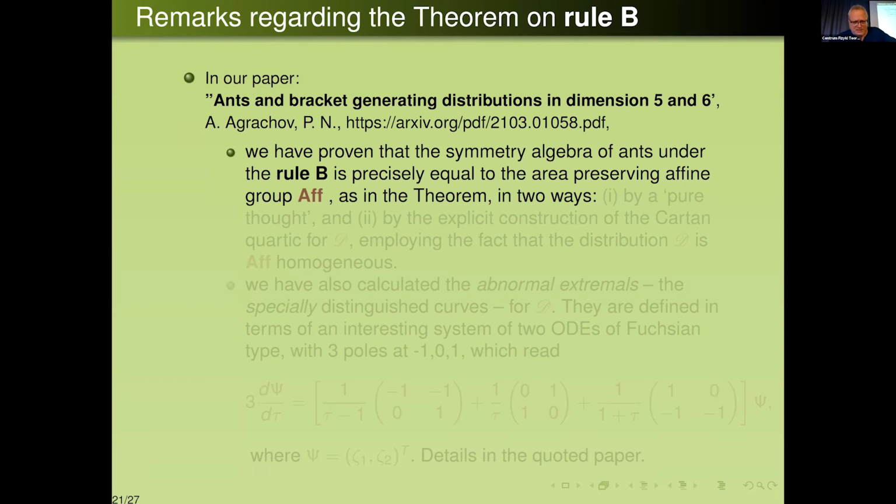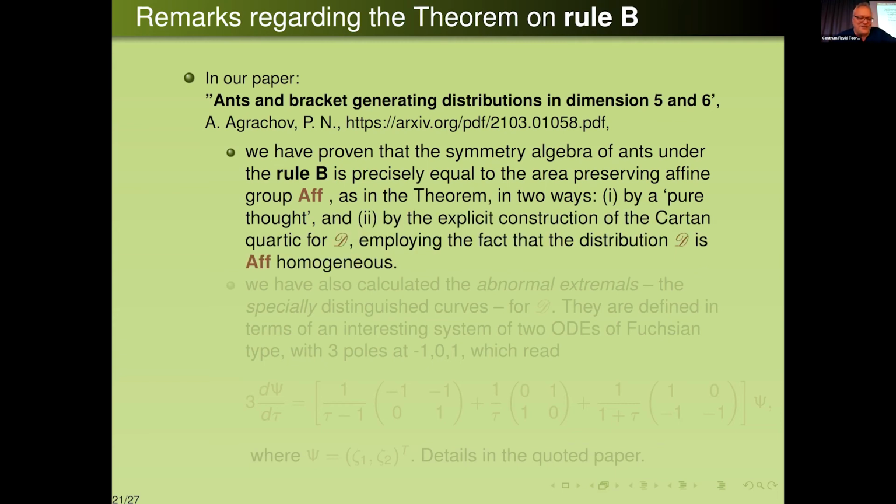So in our paper with Andrei, we have proven that the symmetry algebra of ants under the rule B is precisely equal to the area preserving affine group, in two ways. Andrei proved it by pure thought. Once he understood that this is a subalgebra of symmetry, he understood everything. He was just saying, oh, this is like this, like this, without any calculations. He even guessed immediately what the Cartan quartic would be, because he guessed that it could be either 0, which would make us very happy, or it must be type D. That was his pure thought, but I simply don't understand pure thought arguments, so I calculated everything in terms.